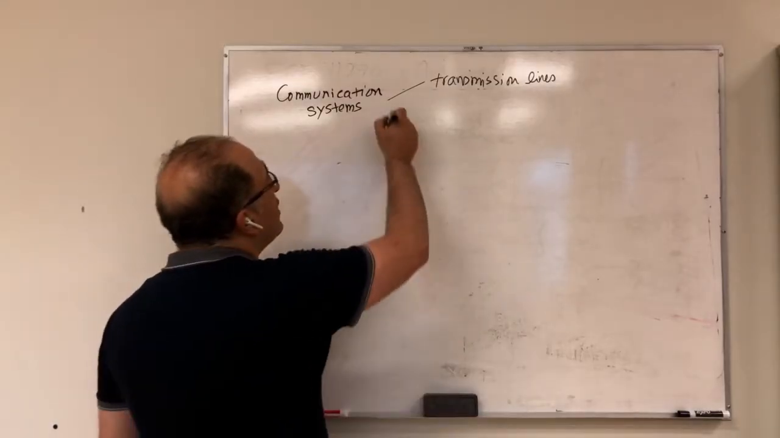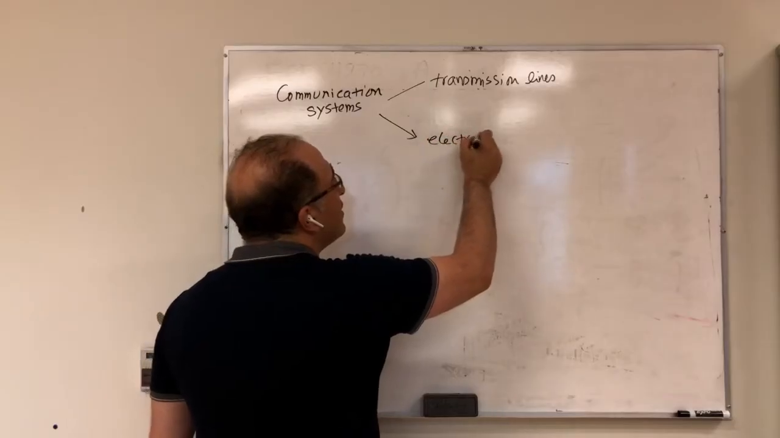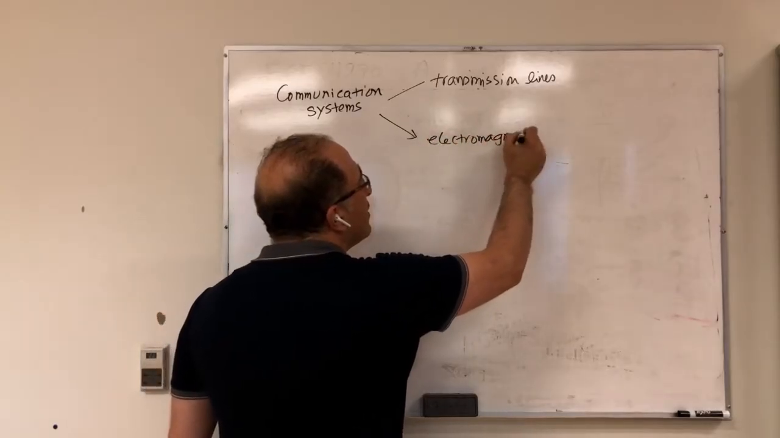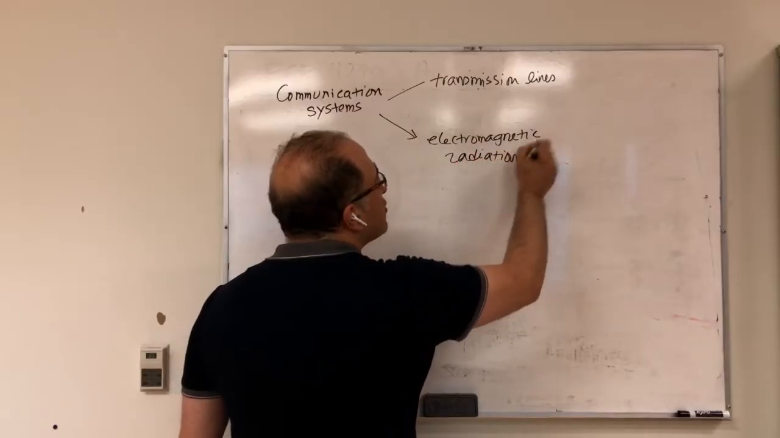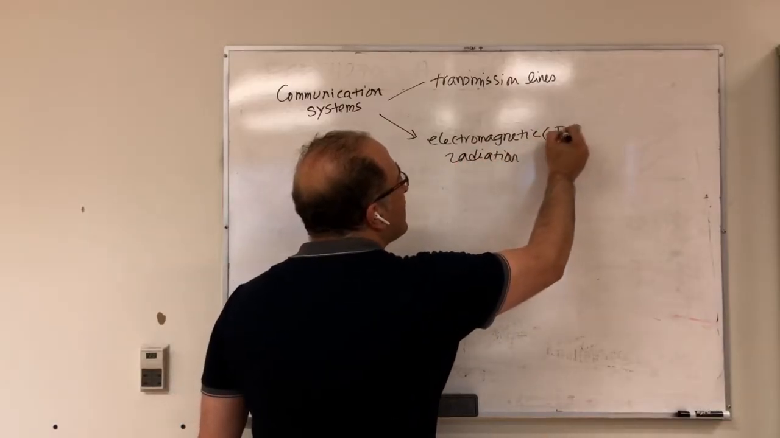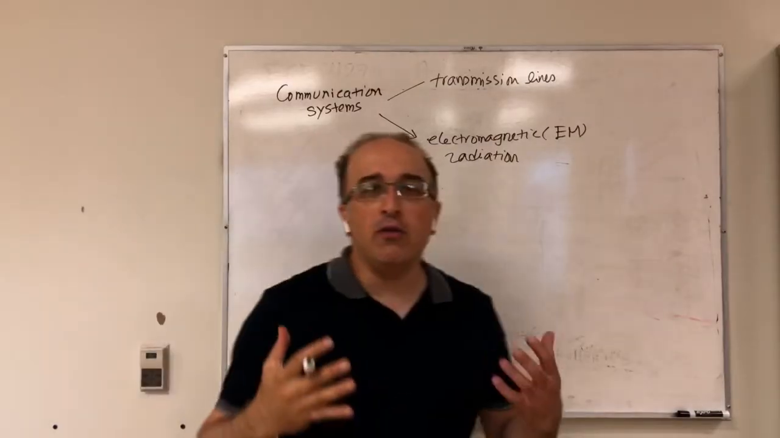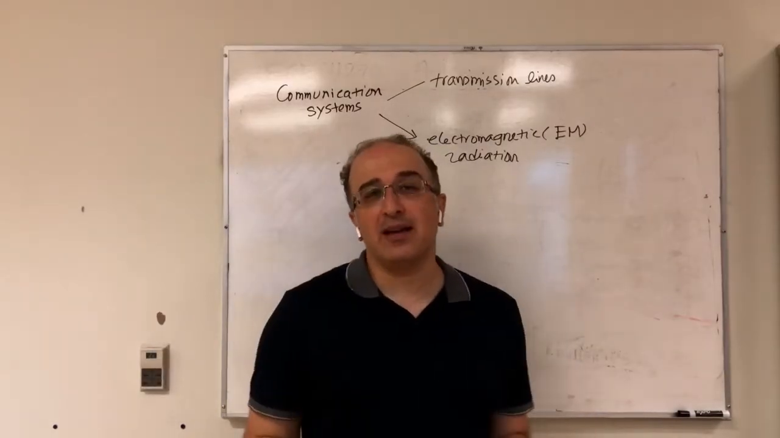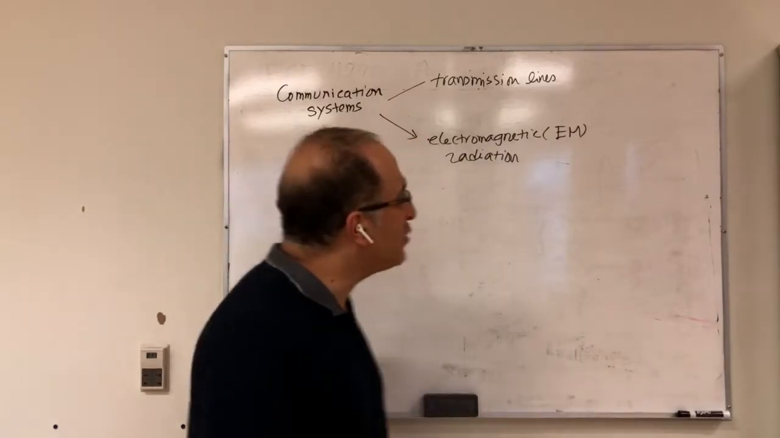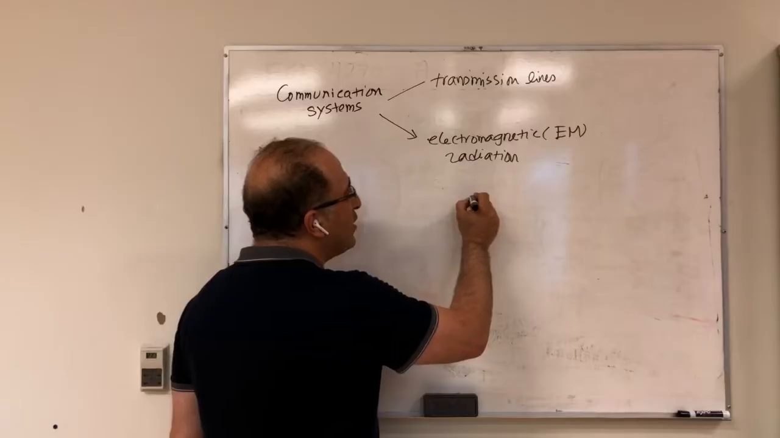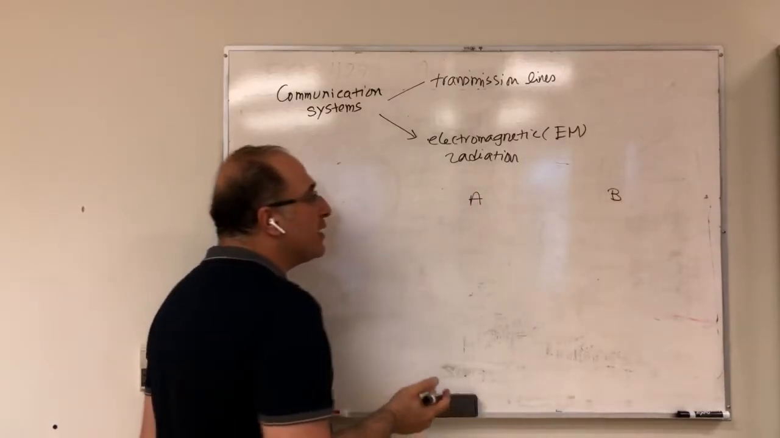The other one is to use electromagnetic radiation. In this course, I usually say electromagnetic as EM. So you're relying on EM radiation. In this case, you don't need a transmission line. For example, point A could be here, and point B could be here, somewhere else.